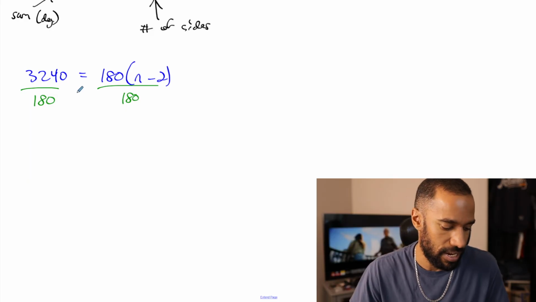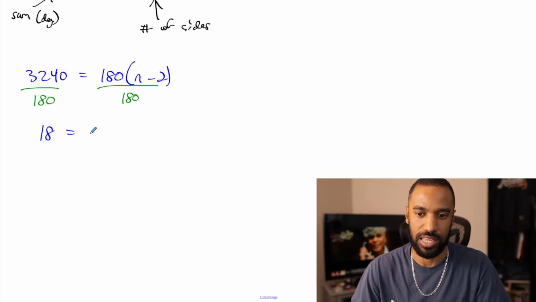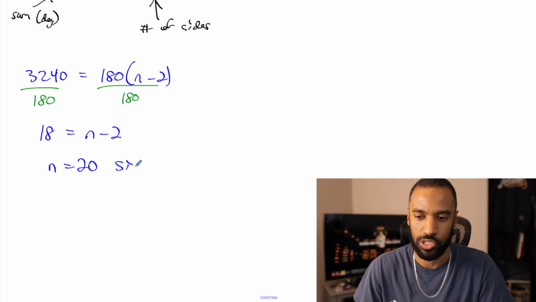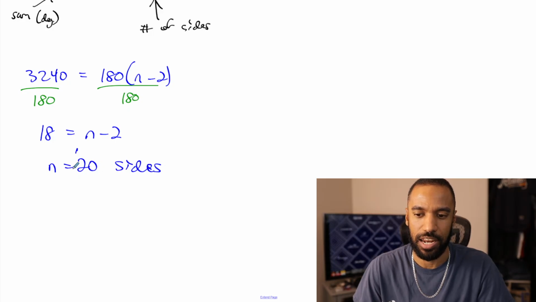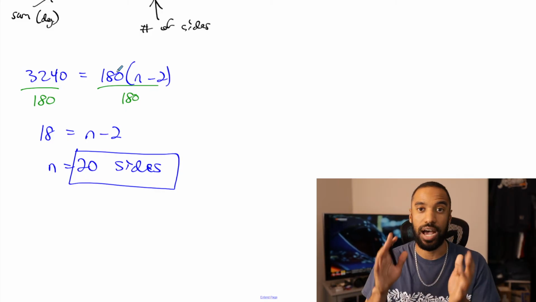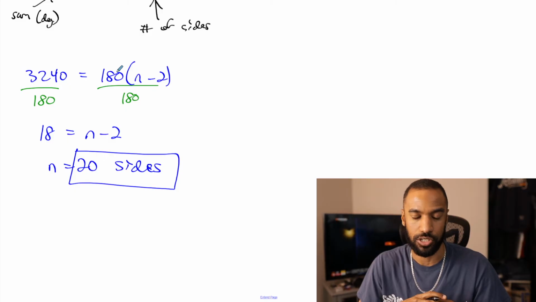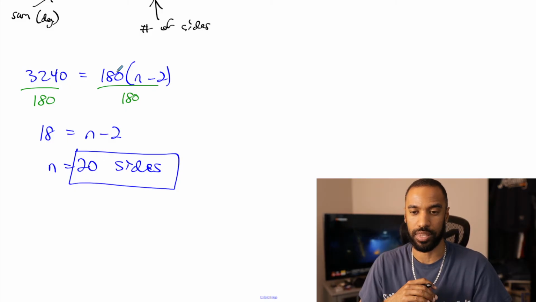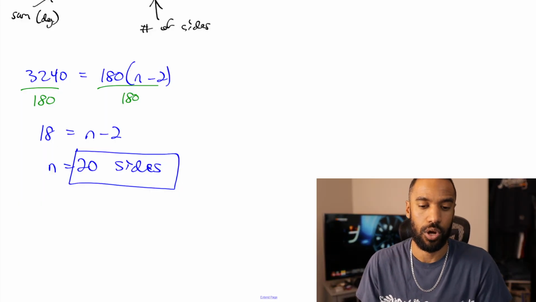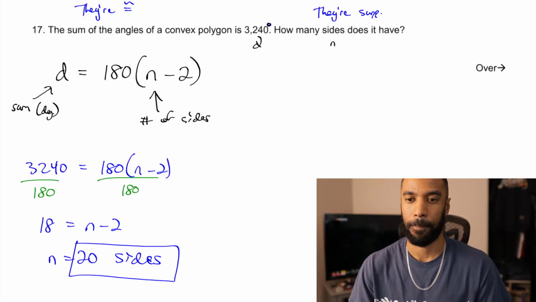3,240 divided by 180 is 18. So this is 18. That equals n minus 2. Add 2 to both sides. You get n equals 20. That's 20 sides. A 20-sided polygon has an interior angle sum of 3,240 degrees. It does not have to have all congruent angles and sides for it to have that interior angle sum. No matter what, they add to 3,240, just like no matter what, all the angles of a triangle add to 180 degrees, or a quadrilateral always adds to 360 degrees, and things like that, no matter what kind it is.